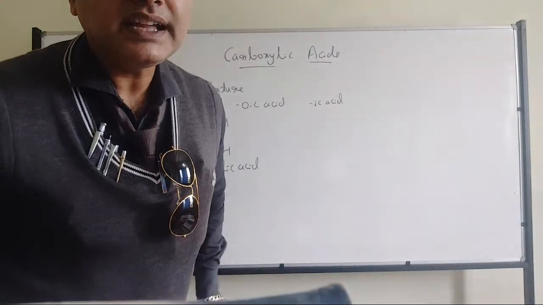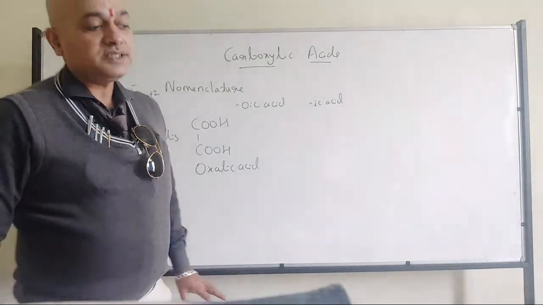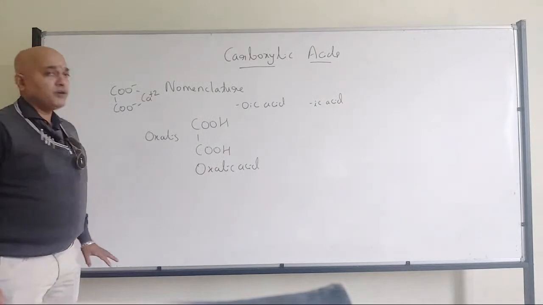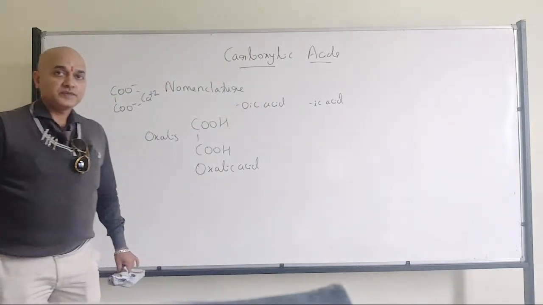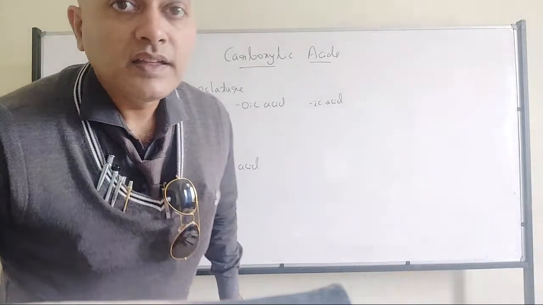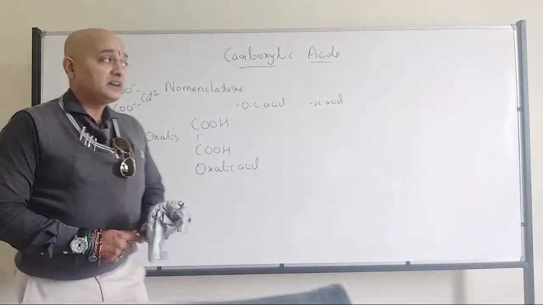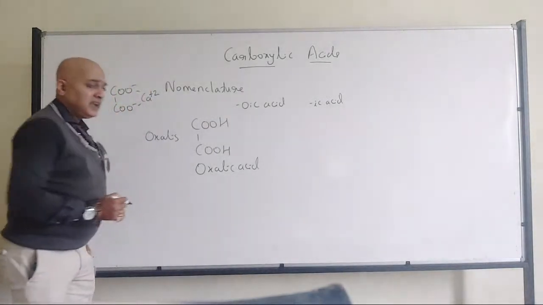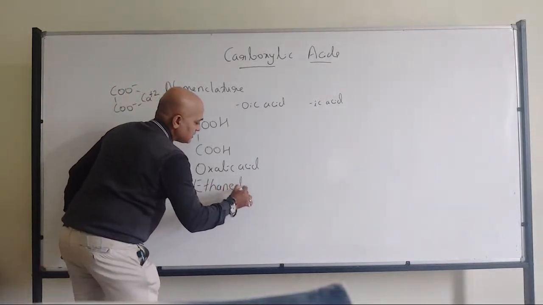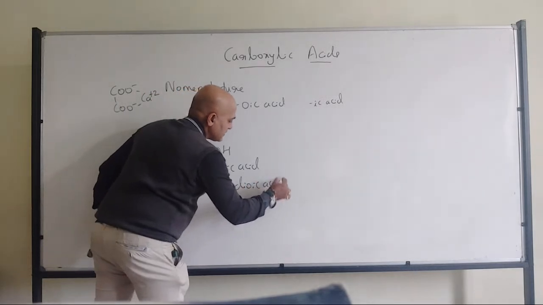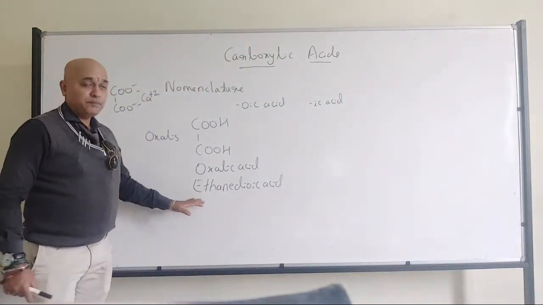But what can be the IUPAC name? Oxalic acid is not the IUPAC name. It is a dicarboxylic acid, only that much? What about the backbone? Two carbons are there, right? So ethane dioic acid, ethane 1,2-dioic acid. Archit, numbering may not be required here. You can simply write it as ethane dioic acid. That can be the IUPAC name.